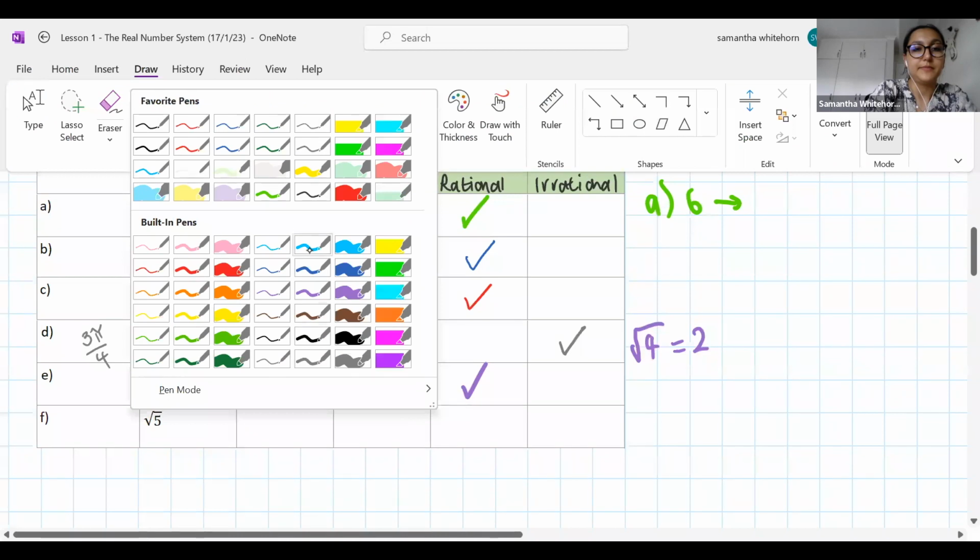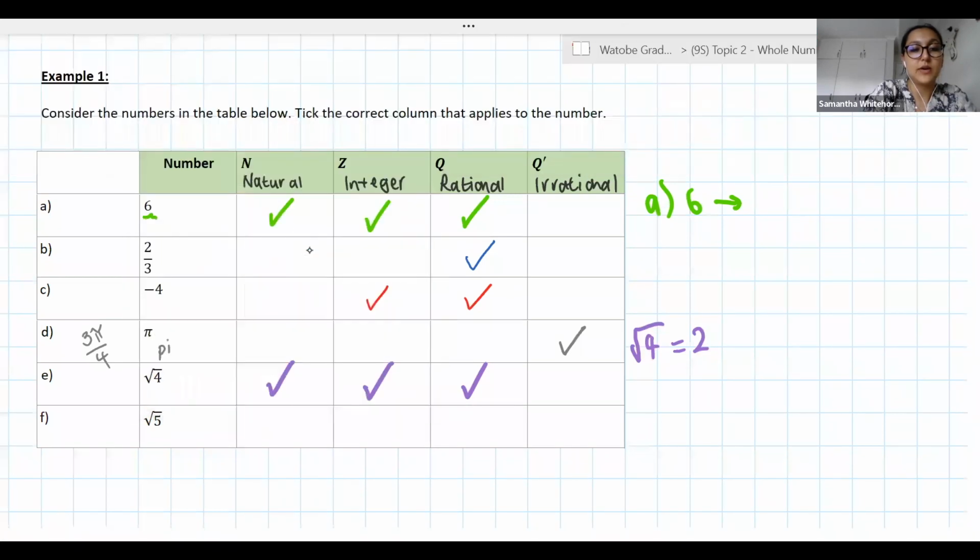Okay. Last one, square root of 5. Tell me. Square root of 5 is irrational. Fantastic, well done. Square root of 5, irrational. If you type it in on your calculator, it's just going to give you this whole long decimal. We can't do anything with it, irrational.